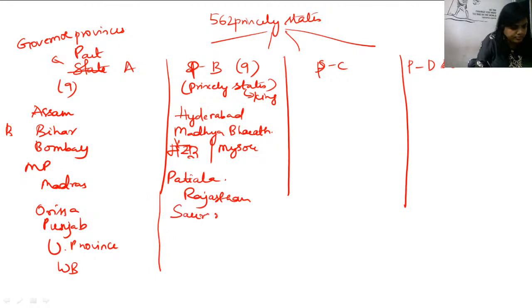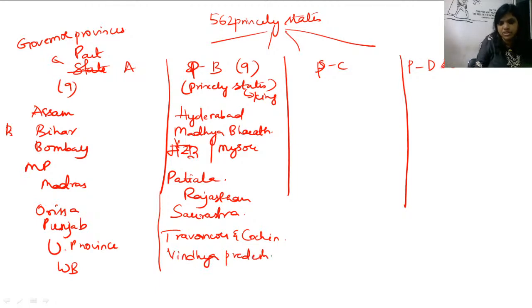Saurashtra, Travancore, and Cochin. We have Vindhya Pradesh. Vindhyas, you know, right? The Vindhya mountains, the Vindhya Pradesh. And you have Jammu and Kashmir.